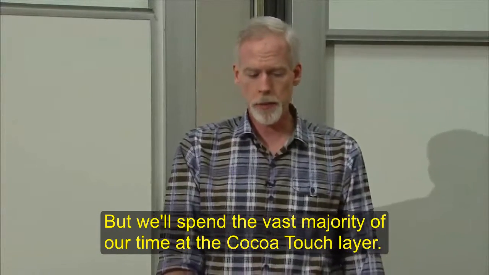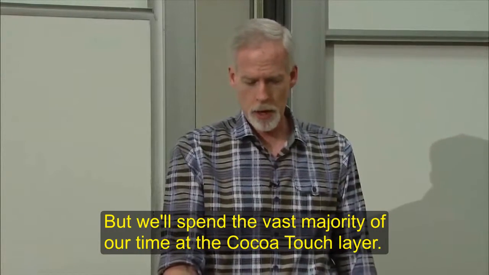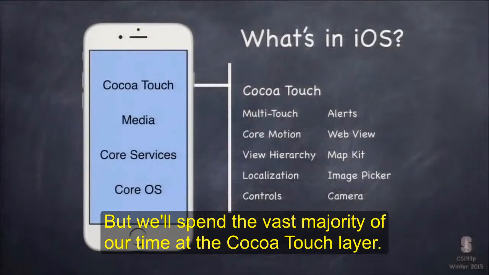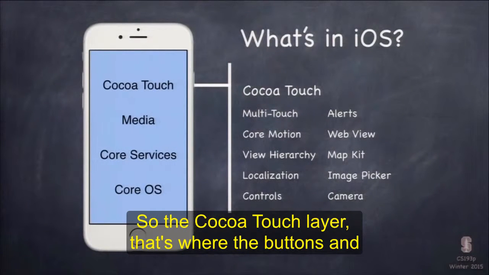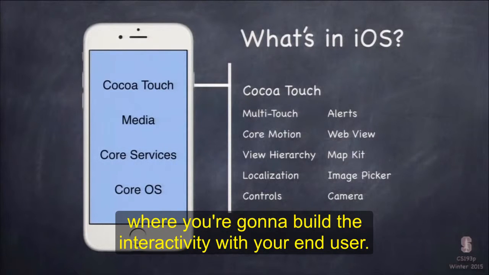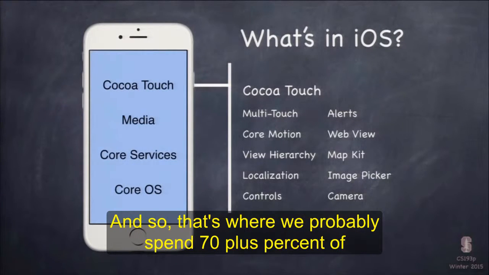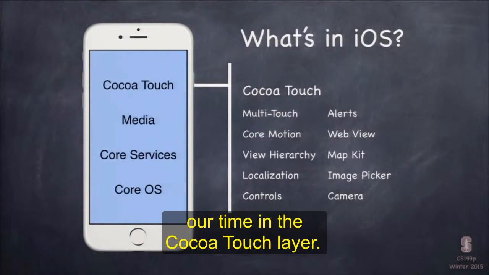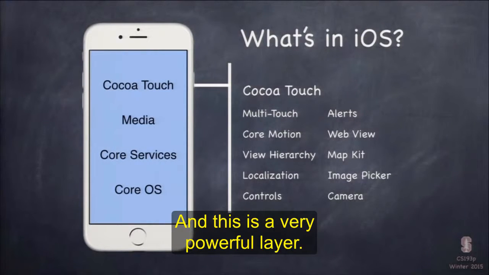But we'll spend the vast majority of our time at the Cocoa Touch layer. The Cocoa Touch layer, that's where the buttons and sliders and things like that are. This is the layer where you're going to build the interactivity with your end user, and so we probably spend 70+% of our time in the Cocoa Touch layer.